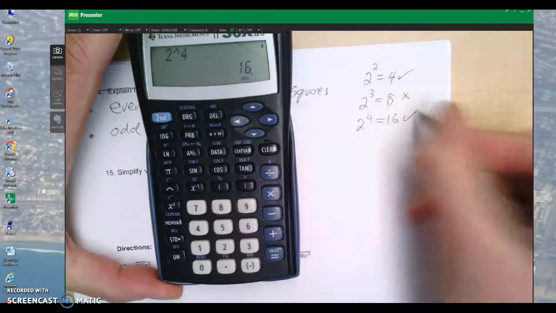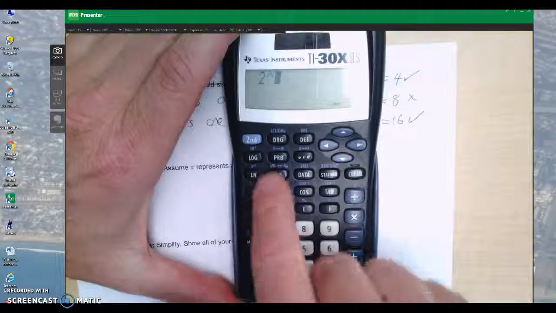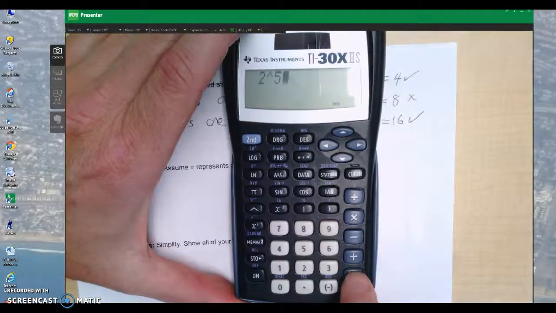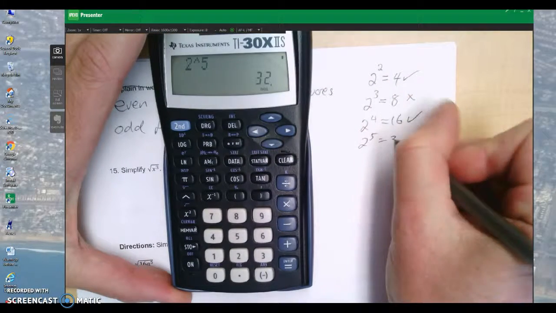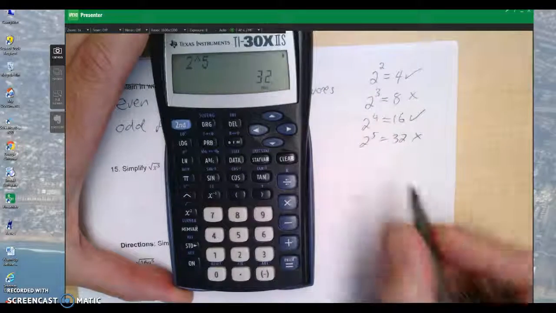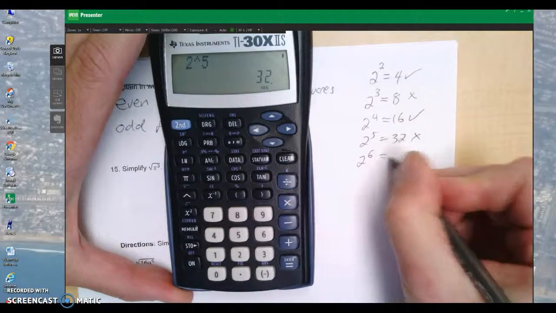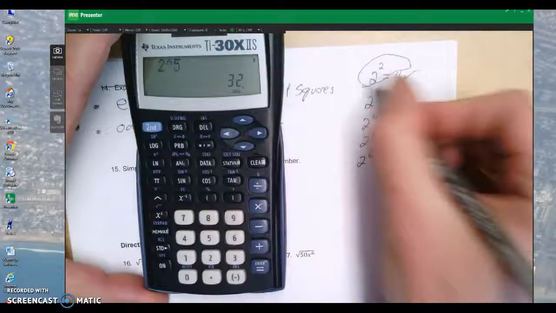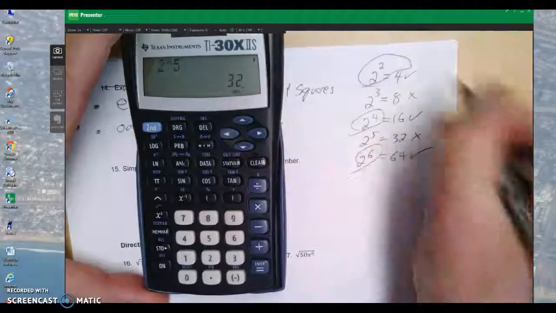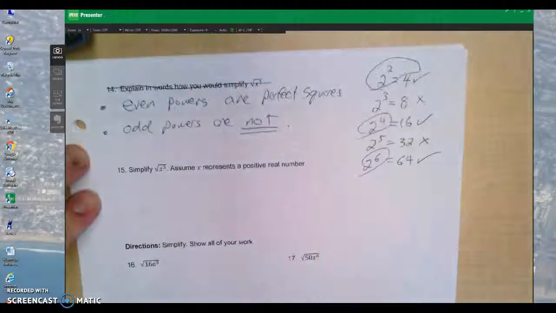Well, guess what? 16 is a perfect square. What is 2 to the 5th power? 32. 2 to the 5th is 32, which is not a perfect square. Take a guess what 2 to the 6th is. Are you seeing a pattern here? It's 64, which is a perfect square. So even powers are perfect squares, odd powers are not. That kind of proves it.